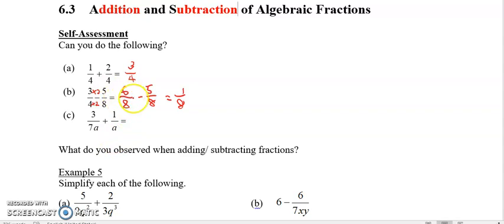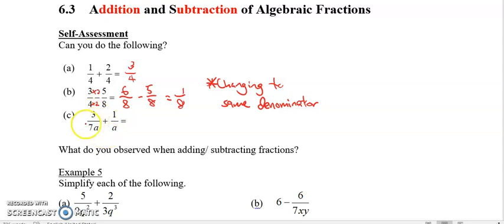Okay, so the same concept, the objective of changing to the same denominator, is very important. It applies in the case of algebraic fractions. If you look at example C, the denominators are different, so you can't add them directly. You've got to convert one of them to be the same denominator as the other.